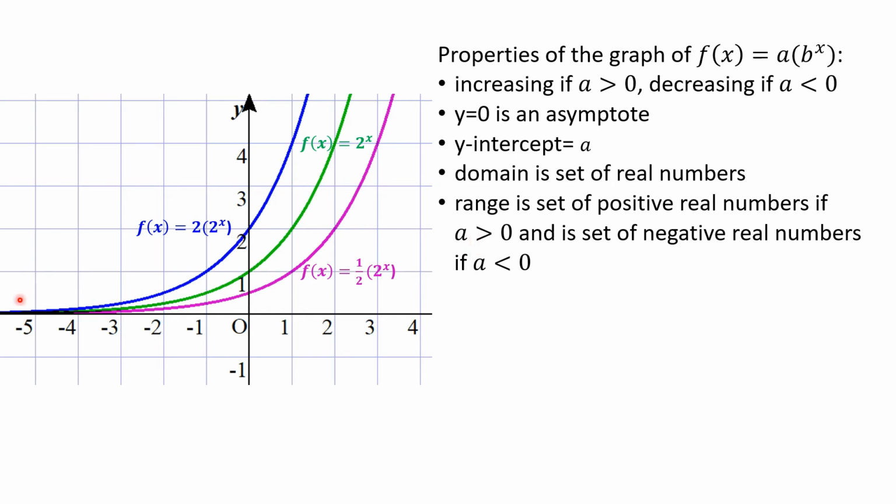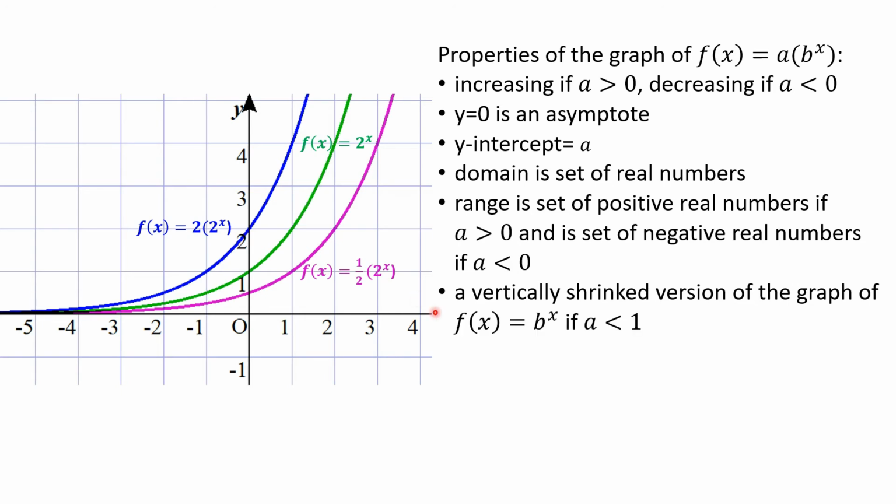That's why the y values or the range takes only positive real numbers. If a happens to be negative, just like in the previous example, then you will notice that the y values take only negative real numbers. Sixth, the graph is a vertically shrunk version of the graph of f of x equals b to the x if a is less than 1. Which of these three has a less than 1? The purple curve, because a here is 1/2, that's less than 1.